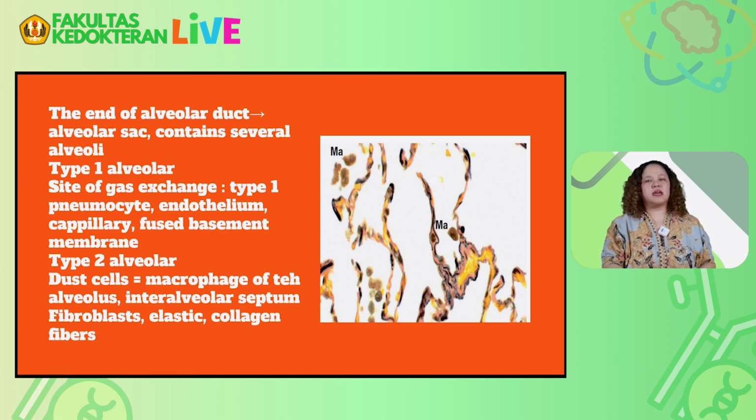And then this type 1 cell also acts as the site for gas exchange together with the endothelium, capillary, and fused basement membrane. We can also find type 2 cells interspersed among type 1 cells, which function to produce pulmonary surfactant. There are also dust cells that are usually found at the interalveolar septum, and the other cells that you can find are fibroblasts, elastic fibers, and collagen fibers.